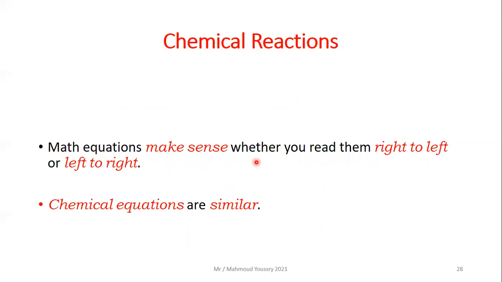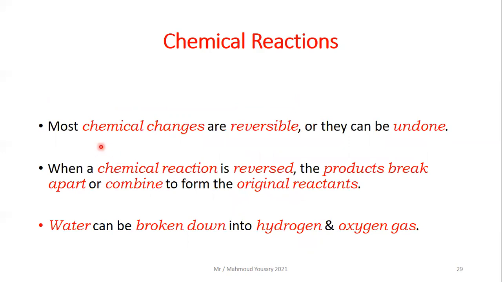Math equations make sense whether you read them from right to left or from left to right. Chemical equations are similar. Yes, most chemical changes are reversible. They can be undone. They can be reversed backward. When a chemical reaction is reversed, the products break apart or combine to form the original reactants.